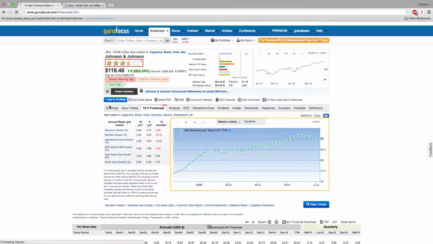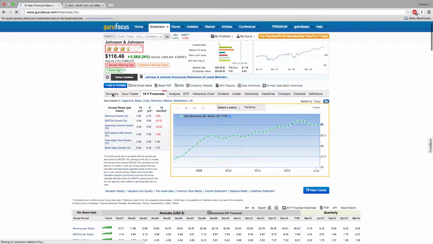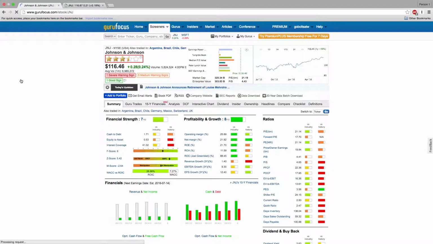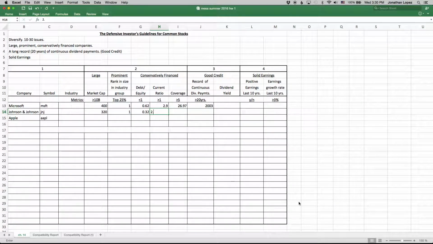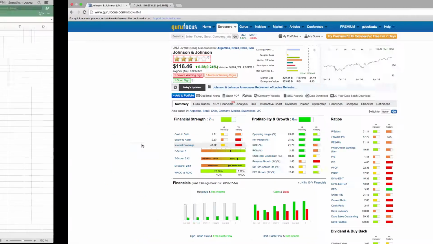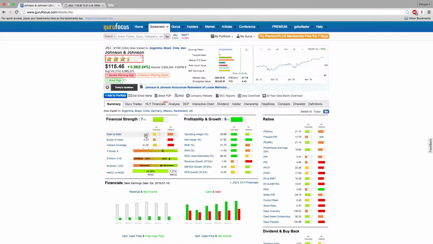It's a little slow. Hit summary. I forgot what we wanted. Current ratio. Current ratio is 2.83, which is good. Coverage, interest coverage, 41.02. Now let's look at their dividend payment history.